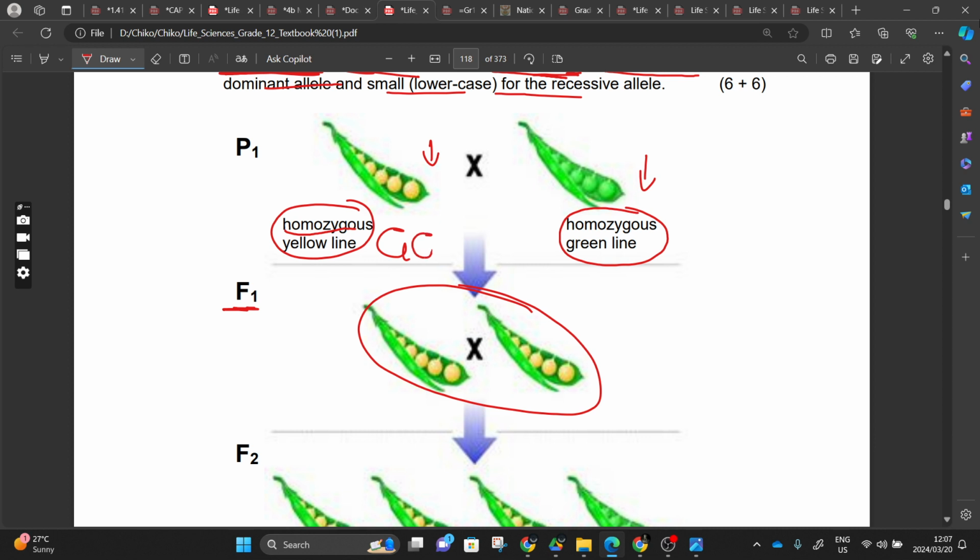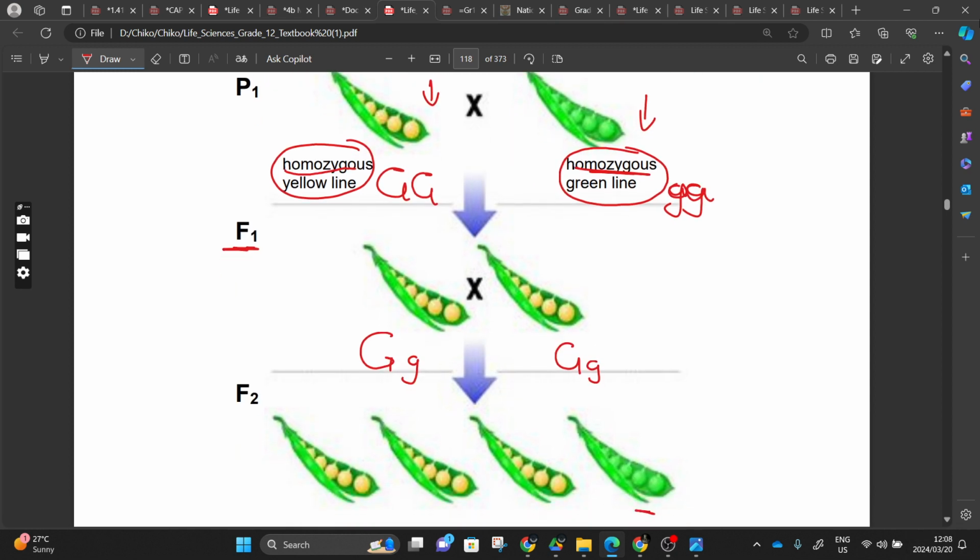It means here we have a capital letter, and then here, because it's homozygous, a small letter, and then after crossing we are going to have a capital. You see, I'm also making a mistake. After crossing we are going to have capital letter G and small letter g, and then capital letter G and small letter g. G being the code for yellow.